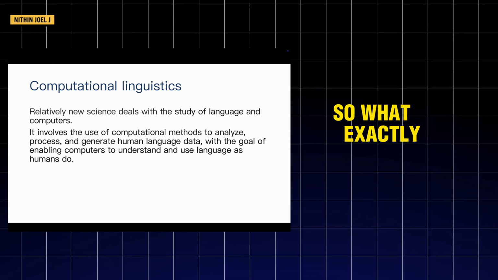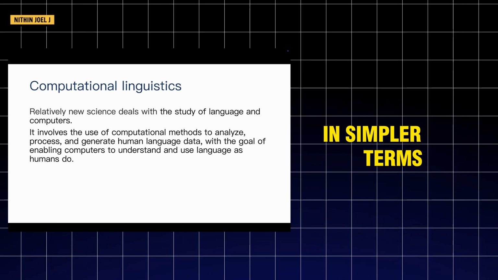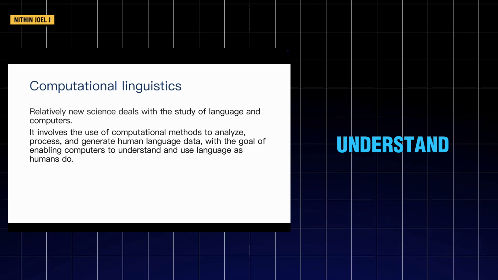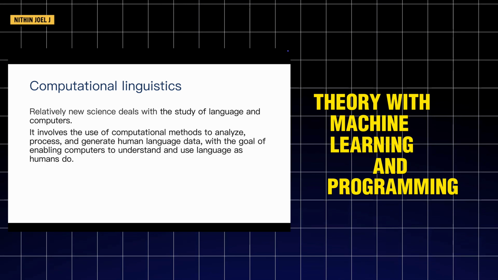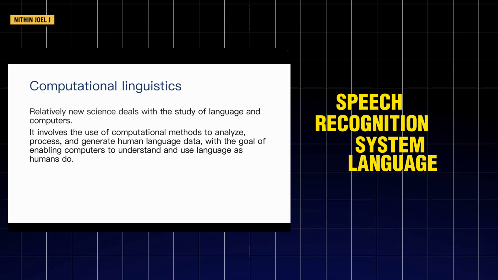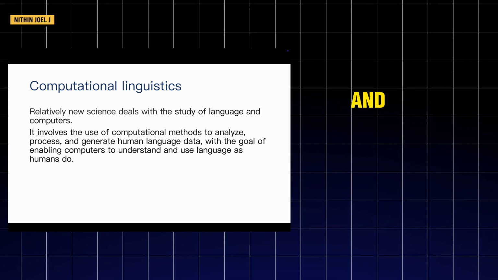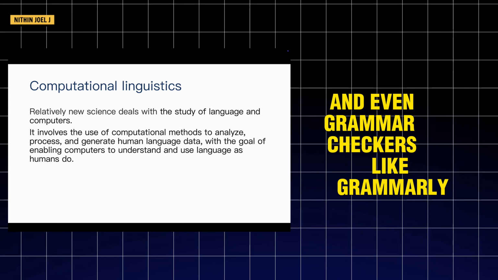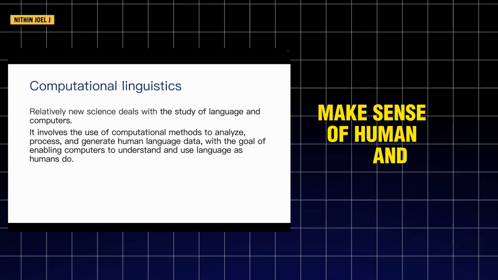Computational linguistics. So, what exactly is computational linguistics? It is the field at the intersection of language and computer science. In simpler terms, it's all about teaching computers to understand, interpret, and even generate human languages. It combines linguistic theory with machine learning and programming to create tools like chatbots, speech recognition systems, language translators, virtual assistants like Siri or Alexa, and even grammar checkers like Grammarly. It's the brain power behind how machines make sense of humans and communicate.